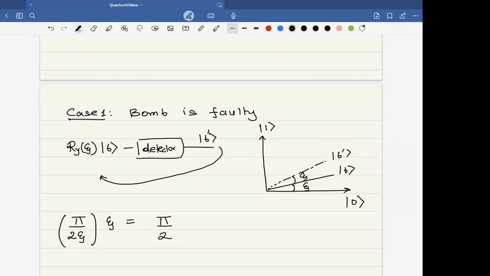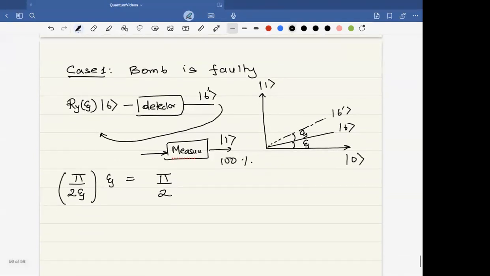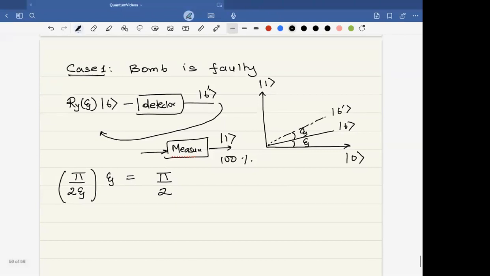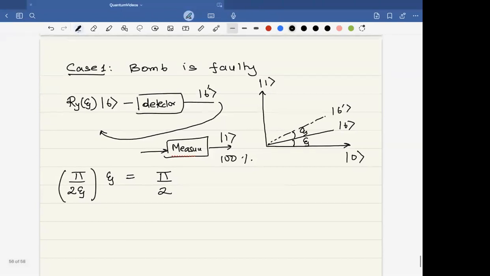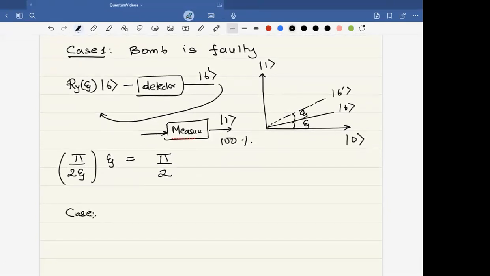Then if I measure the state at the end of the pi over 2 epsilon iterations, the final state, you will get ket 1 with 100% probability, right? Because it would have rotated by an angle pi over 2. So that is the case where the bomb is faulty. With 100% probability, in pi over 2 epsilon iterations, we get the state 1. Now, case 2 is the bomb works.